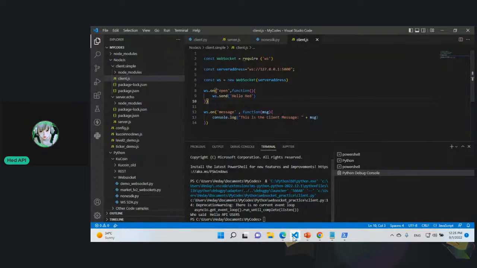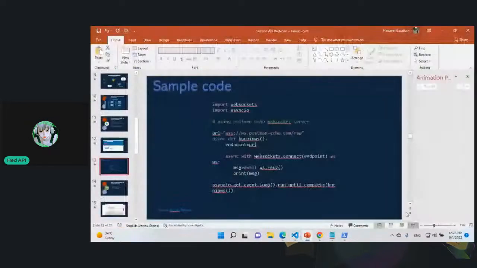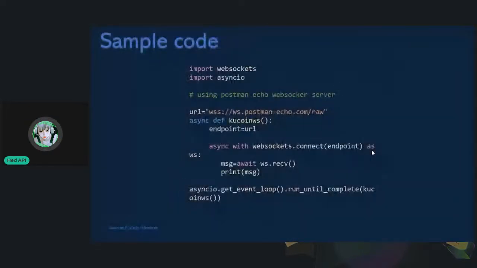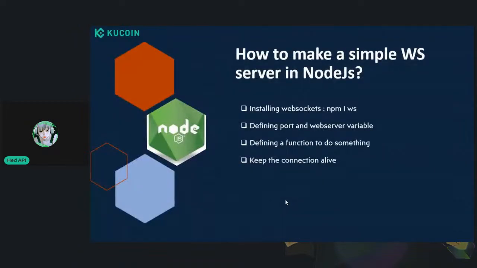So let's get back to our presentation. Okay, so as I told you, we have some modules to import, and we have some useful functions, which are called async queue and async function in Python, which help you to keep the connection alive until you get some answer back from the server. The same situation applies to Node.js.